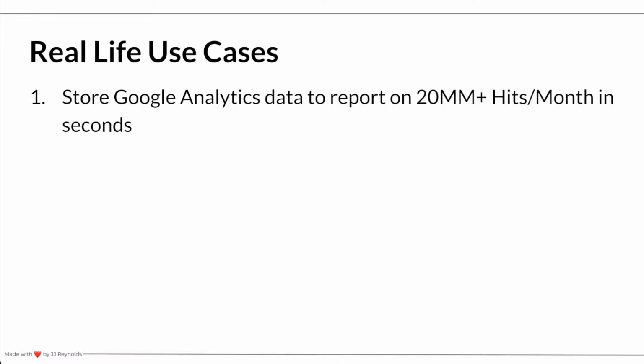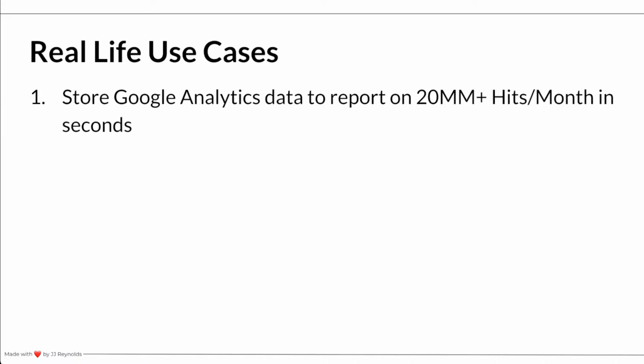So, store Google Analytics data to report on 20 million hits per month. Basically, we've got a client. They have 20 million hits a month inside of their Universal Analytics account, and you can report on this in seconds. We are using an application called DataDo to get that information inside of BigQuery. Then we are querying that information, creating a nice, beautiful table, and then reporting on that within Data Studio. Real life use case, reports load in less than 3 seconds, no matter how many people are looking at it at the same exact time.